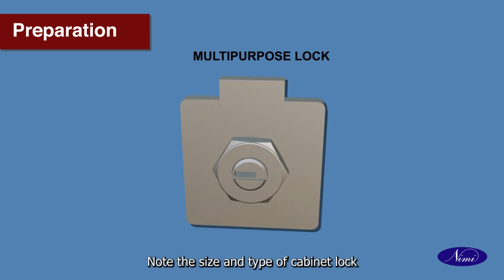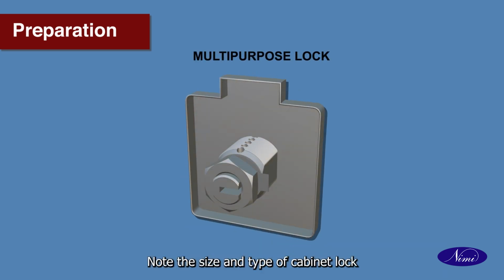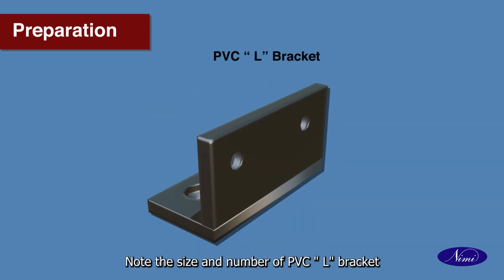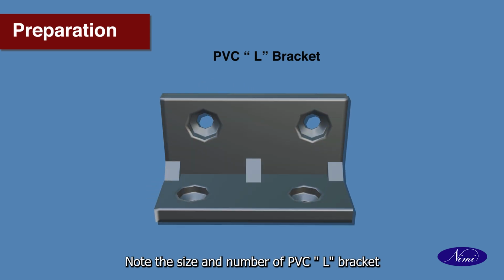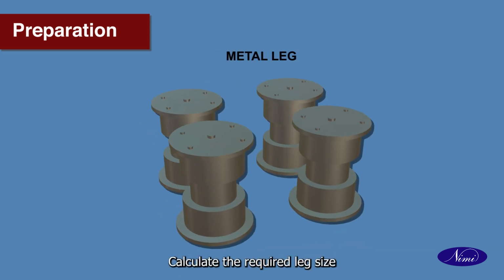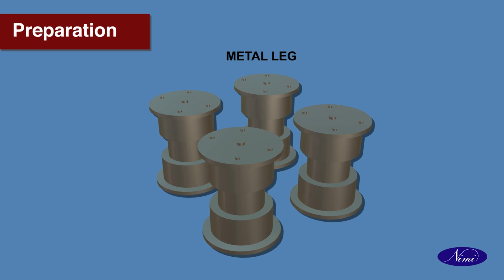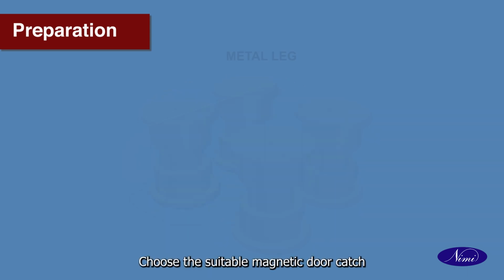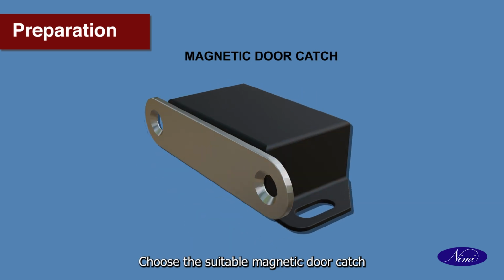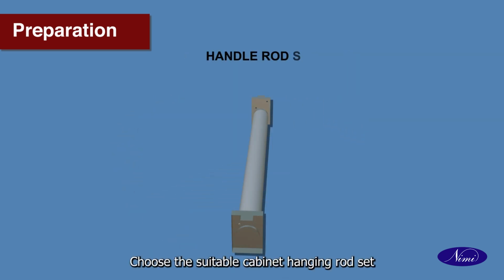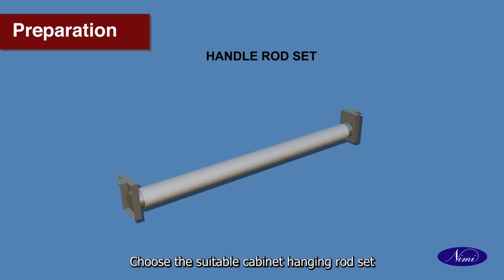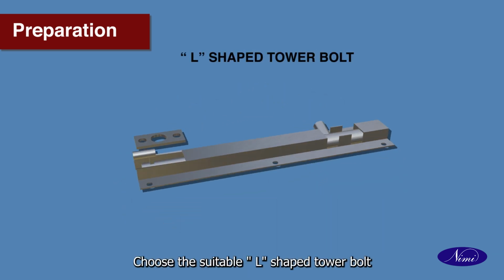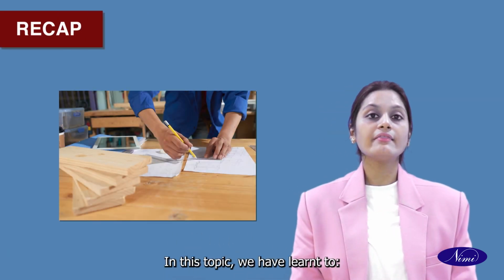Note the size and type of cabinet lock. Note the size and number of PVC L brackets. Calculate the required leg size. Choose the suitable leg shape for the cabinet. Choose the suitable magnetic door catch. Choose the suitable cabinet hanging rod set. Choose the suitable L-shaped tower bolt.